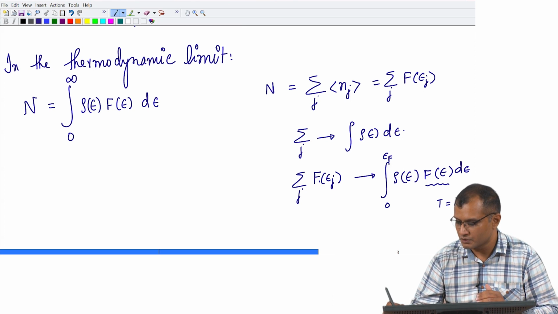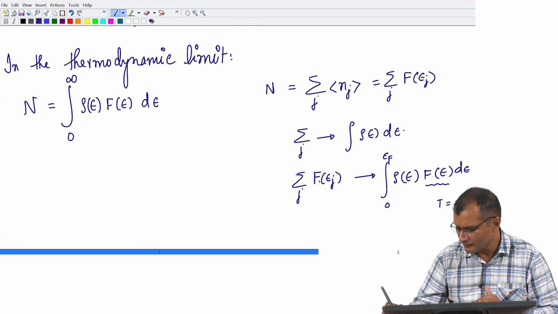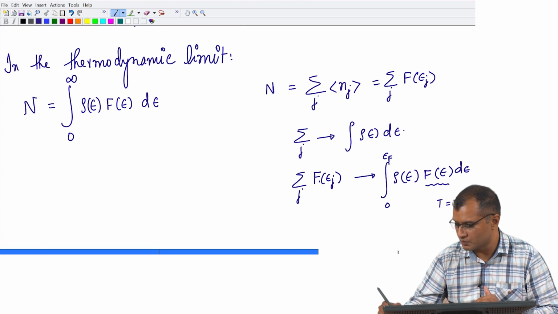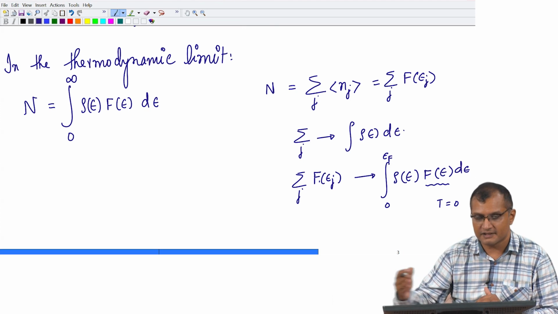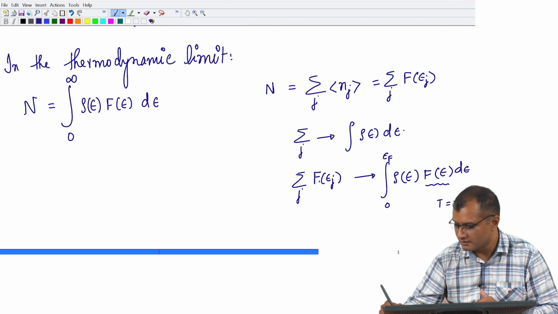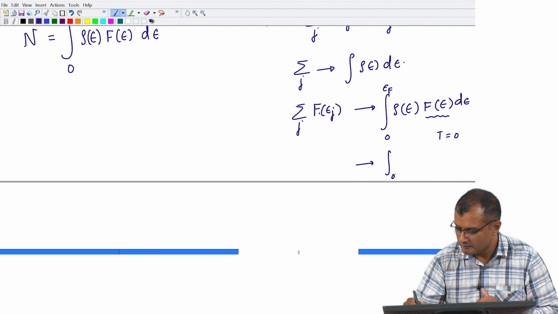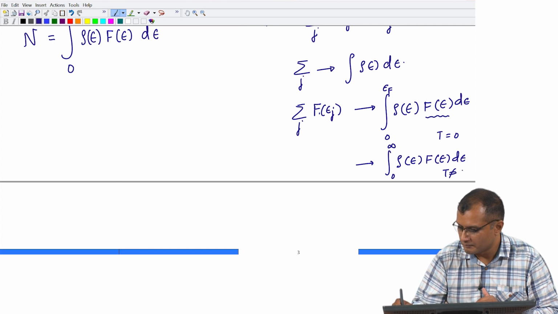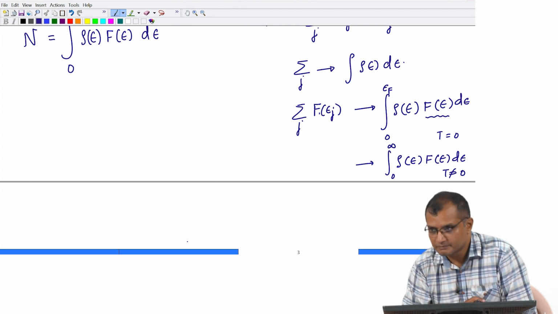But if you allow the temperature to become non-zero, then in principle there is no upper limit on the energy, because it can go to infinite. Of course, the probability density of finding a state of infinite energy occupied will be 0, but the mathematical upper limit of the integral will be not Fermi energy anymore, it will be infinity at non-zero temperatures. Okay. So, do not worry about infinity, the Fermi function will take care of it.